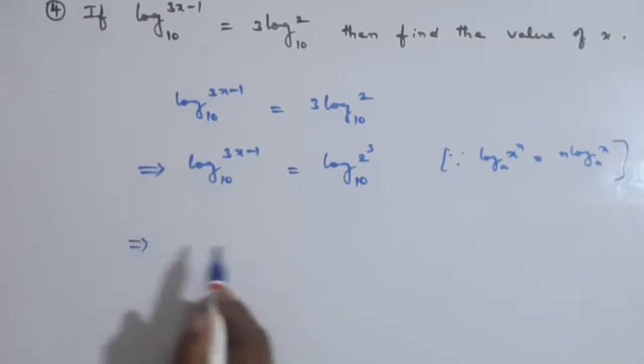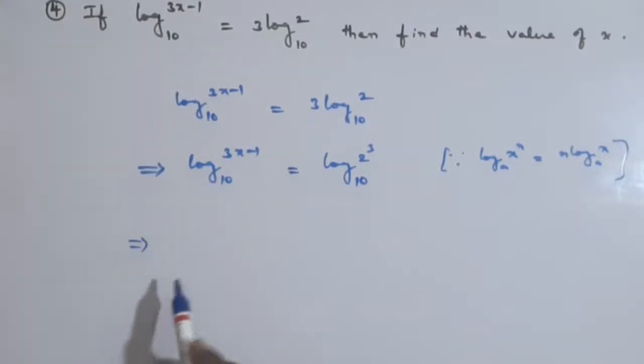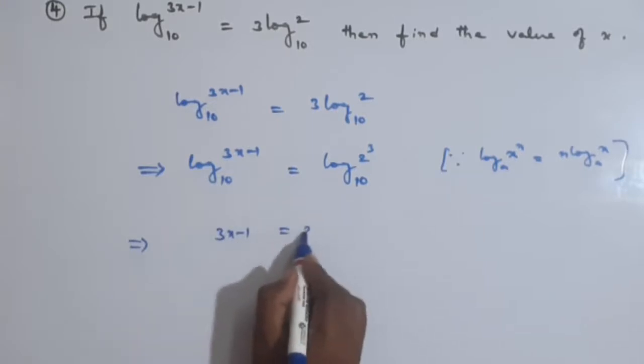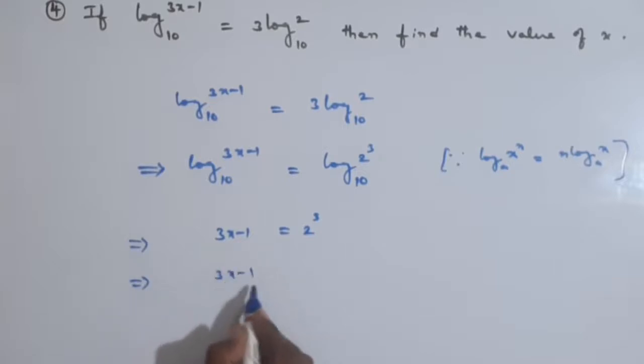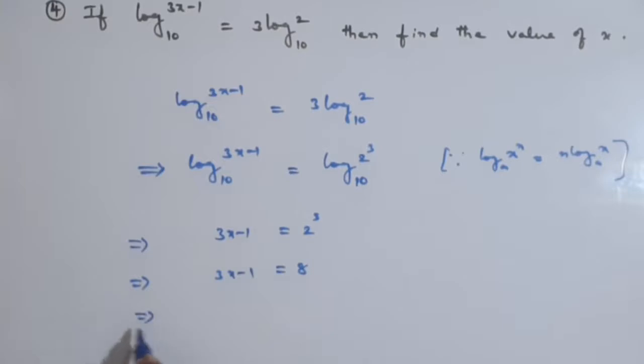Now both logarithms have the same base, so I can compare their arguments. So 3x minus 1 equals 2 cube, which equals 8. Which implies 3x equals 1 plus 8, which is 9. 3 times x is 9, so x equals 3.